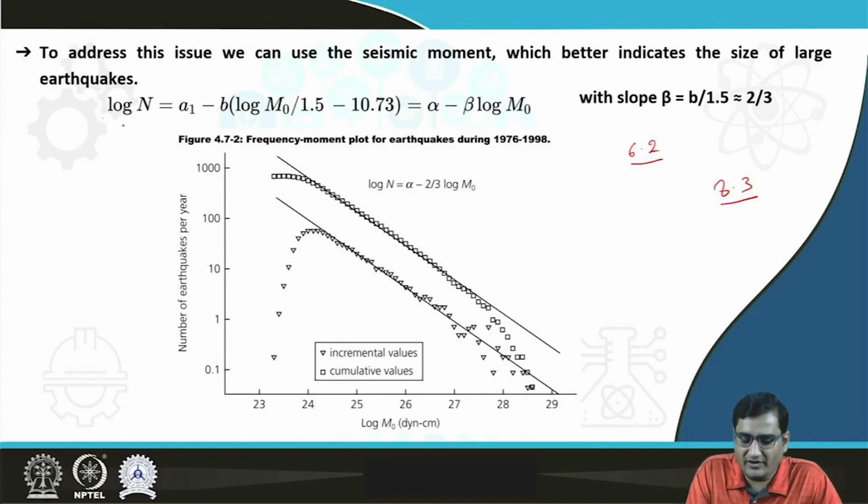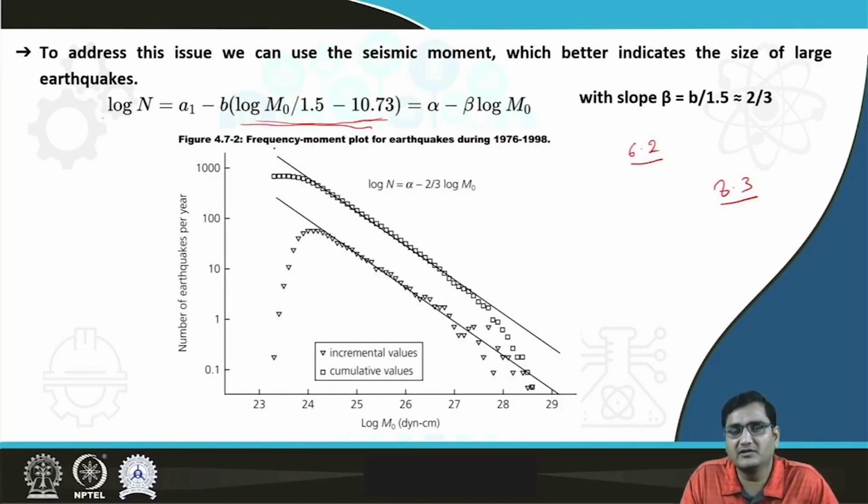So log of n, we are going to take a1 minus b, and log of m naught by 1.5 minus 10.73. So this is the magnitude formula. So in place of ms, we are going to incorporate this formula into this Gutenberg-Richter recurrence relationship, and this will turn out to be alpha minus beta log of m naught.